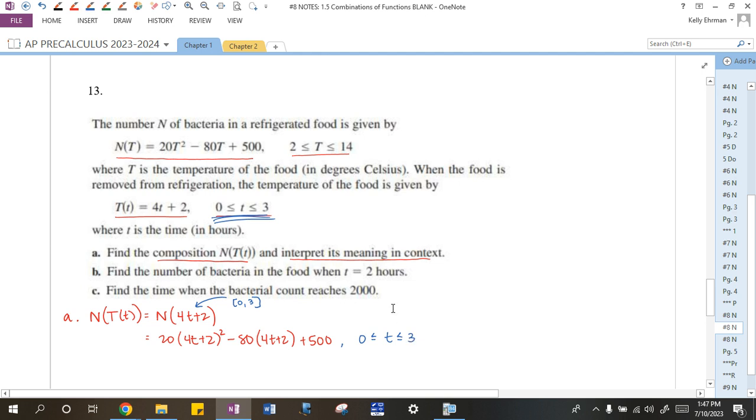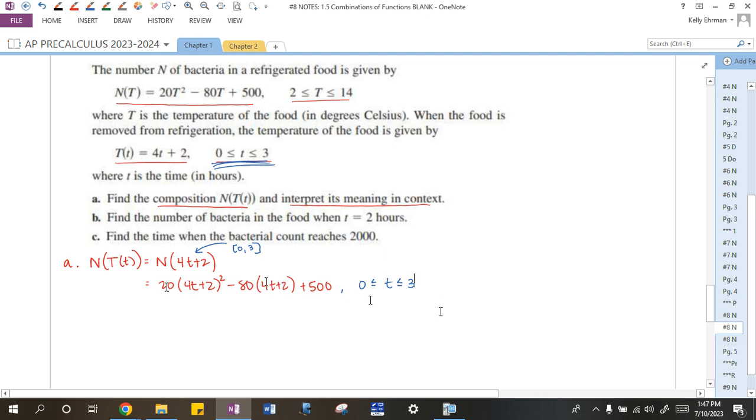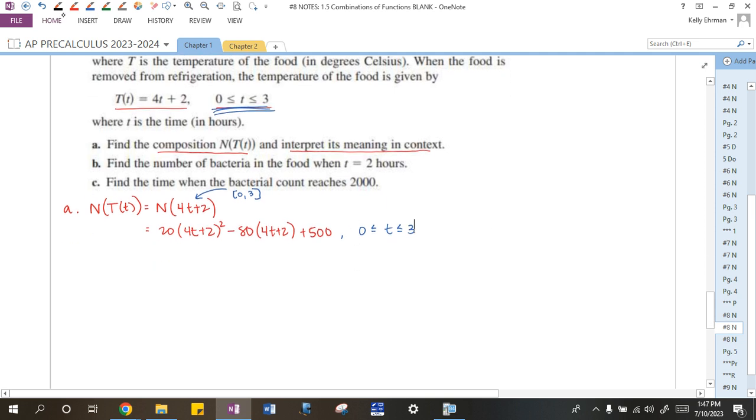And again, on an AP test, I'm not sure if you would get full credit for the equation and not the domain restriction, or if you have to have both. So better to practice both. Now, I'm not going to bother simplifying this, especially if this is a calculator problem. Oh, interpret its meaning in context.